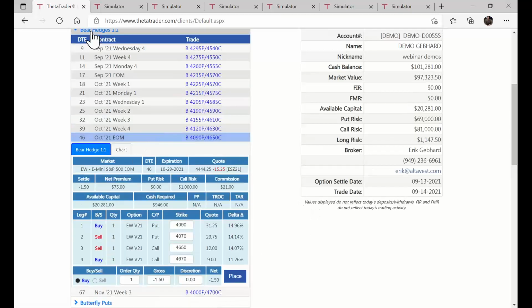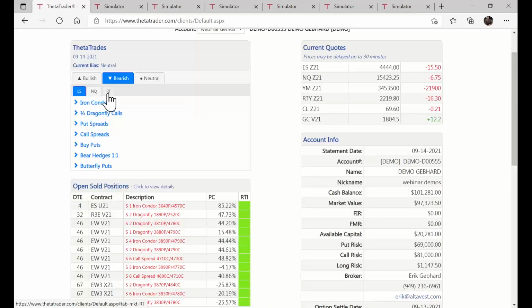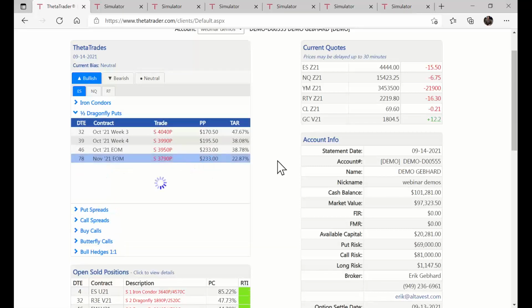You could, of course, do a bull hedge as well. You can choose any of these markets. And then here's something too, for example, you might want to look at. We talked about just doing half the side of a Dragonfly. And I'll show you what that looks like.